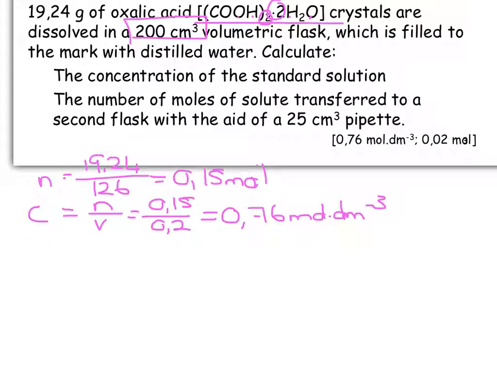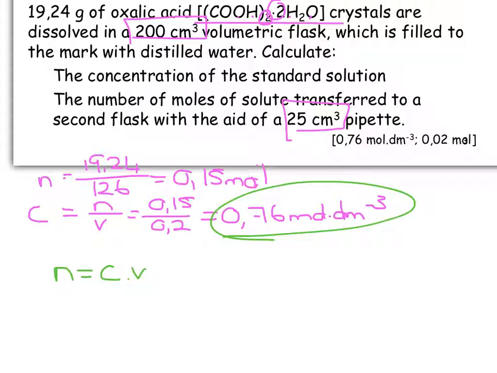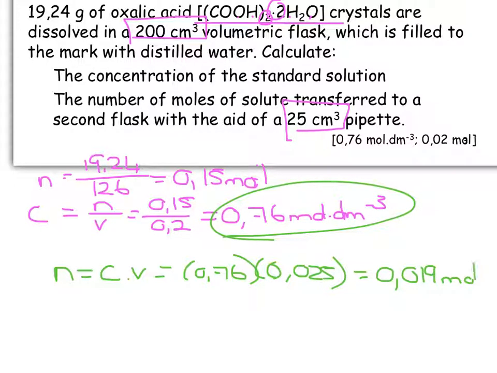Now they say what number of moles of solute is transferred to a second flask with the aid of a 25 centimeter cube pipette. So in other words, they're looking for number of moles. I have got a concentration of a certain solution, and I have a volume. So I'm going to go 0,76 multiplied by 0,025. I need to take that 25 and divide it by 1,000, and I get 0,019 moles, which is as close as anything to 0.02 moles, and that is the number of moles that was transferred.